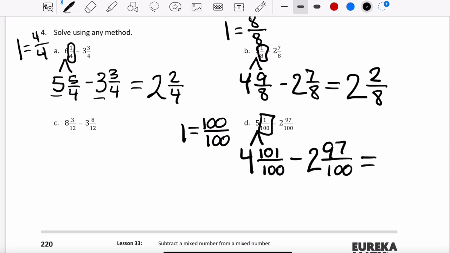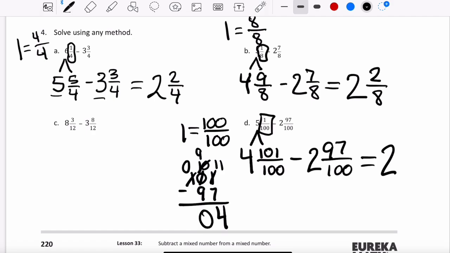Now we can subtract the 2 and 97/100ths. We subtract our wholes first, so the 4 minus 2 is 2. If you need to, you can write out 101 minus 97 in order to subtract those two fractions. So you'd have to borrow. The 1 becomes a 0. The 0 becomes a 10. Then we take it away, make it a 9. That 1 becomes 11. 11 minus 7 gives us 4. And 9 minus 9 is 0. So we know we would have 4 hundredths left. So 2 and 4/100ths would be our answer.